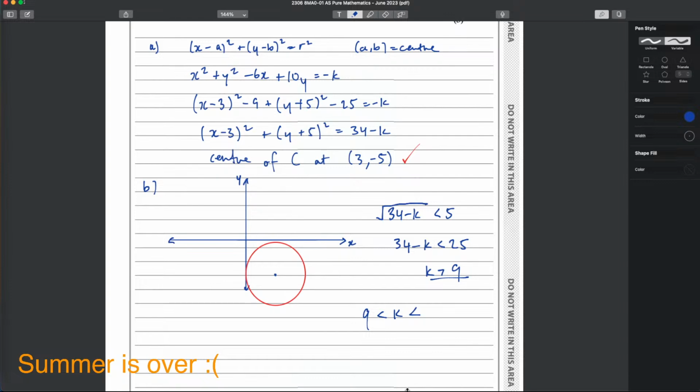K must be less than... The radius has to have a length. A radius can't be 0. So if k was 35 or 34, we wouldn't have a circle. So k has to be less than 34.